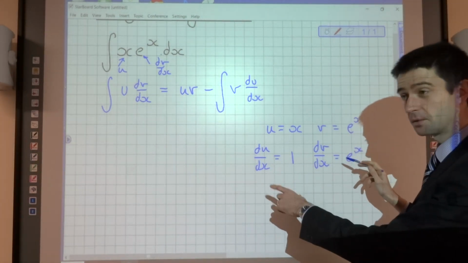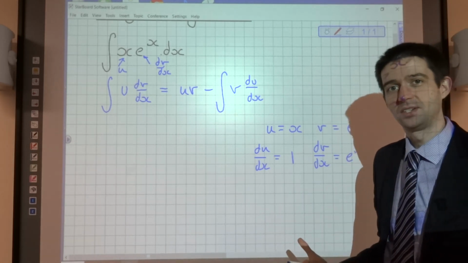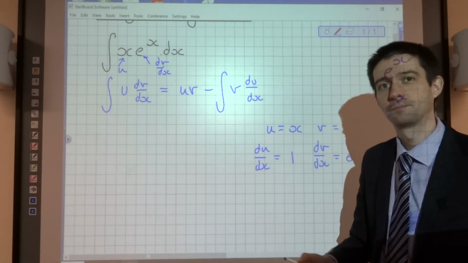If I'd done it the other way around, I would have been integrating x, and then the work becomes more complicated. And the idea of integration by parts is it makes something that's simpler for us to integrate.